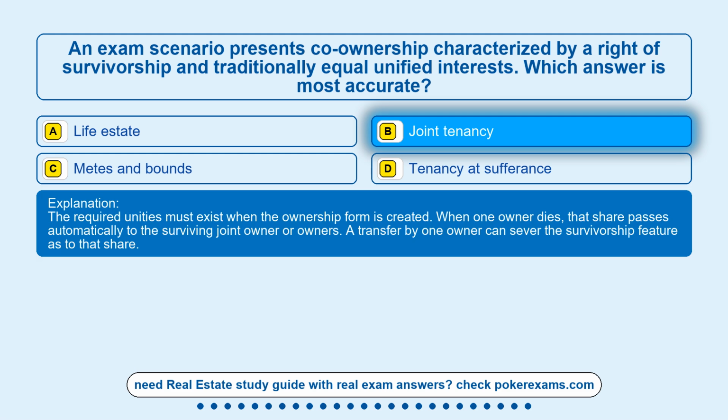The required unities must exist when the ownership form is created. When one owner dies, that share passes automatically to the surviving joint owner or owners. A transfer by one owner can sever the survivorship feature as to that share.